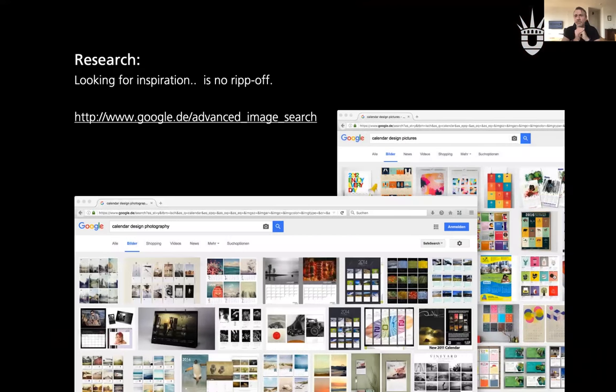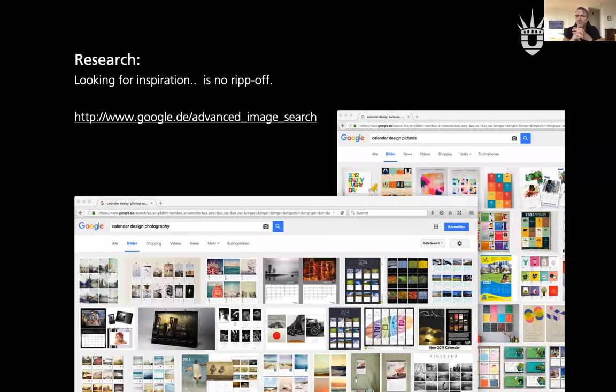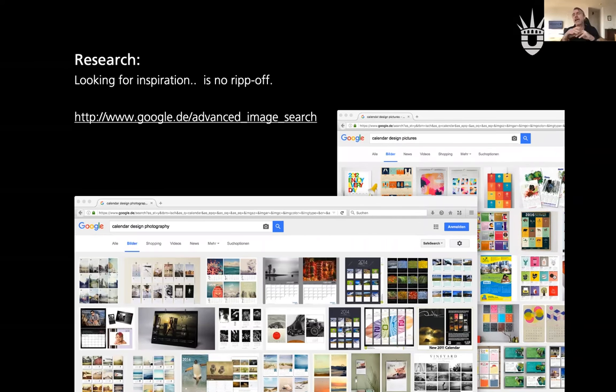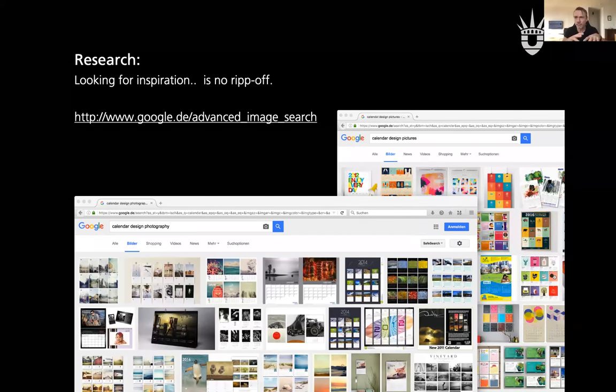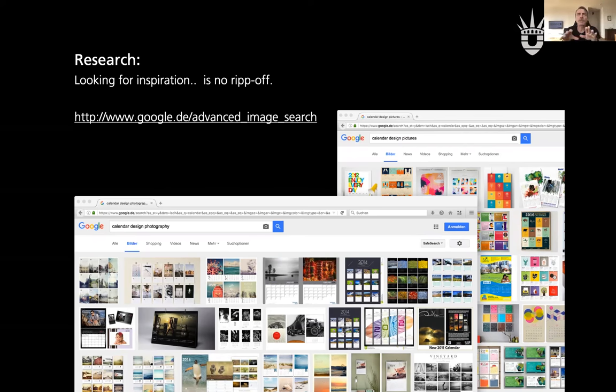At first, you make research. I love Google picture search, and looking for inspiration is not a rip-off. That means you can look at what others have done in a similar situation, and you can add all this information to your new idea. And that's the way that works best, because when you develop something, it's often the problem that you think, oh, this company has a nice visual communication, and your brain works, and then you make a decision, and in this decision you do something you have seen before, but you didn't know that you have seen it before. You think that's your own idea.